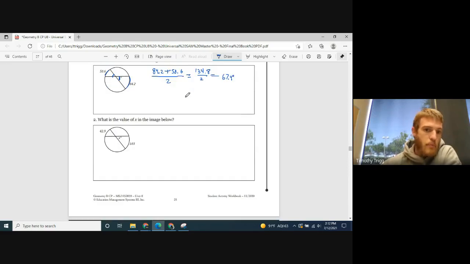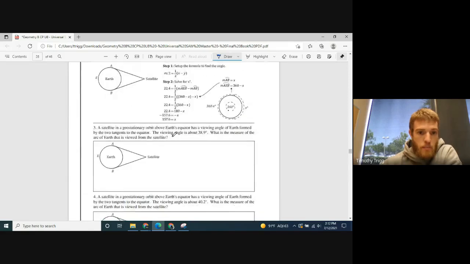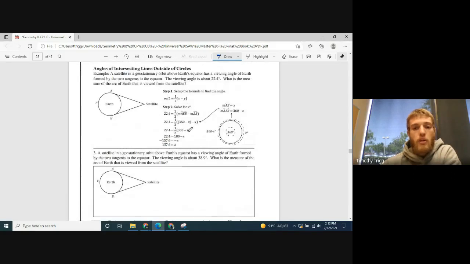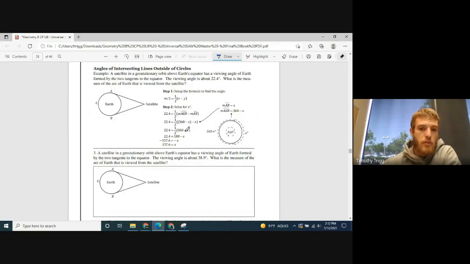With that example, see if you can find the answer for question 2 here on page 25. Pause the video and go ahead and do that. Next page. Here's a lot of words and a big example, but I'm going to show you how to not do it this way.